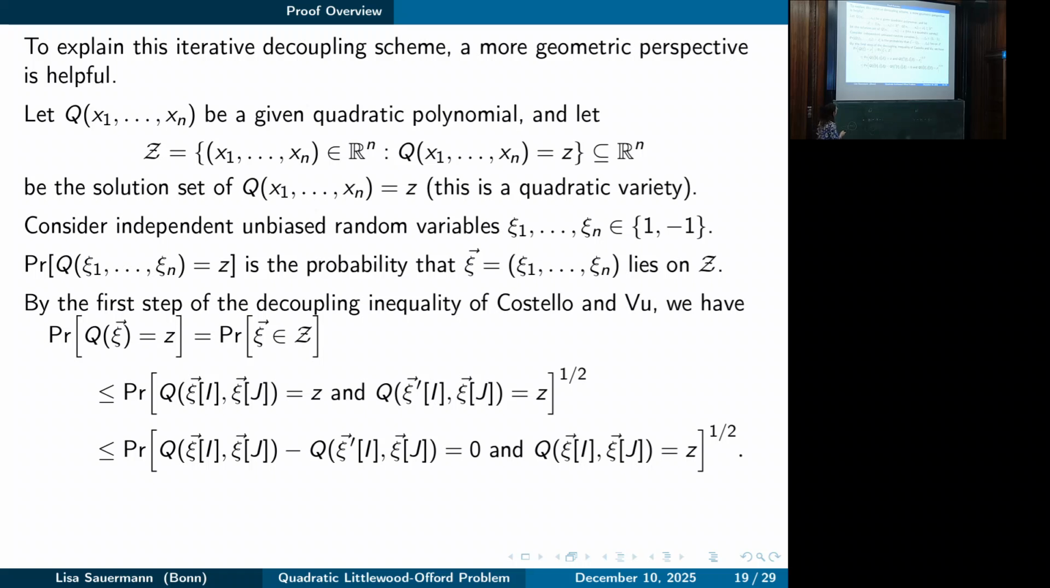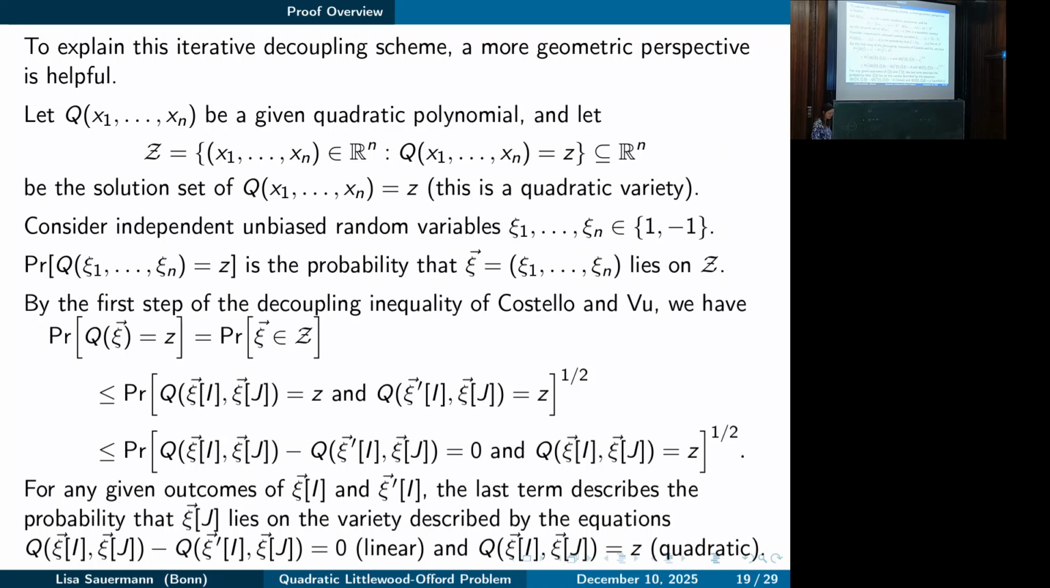The problem is, of course, that now we still have a quadratic equation here, so we can't just apply the Littlewood-Offord theorem and be done anymore, right? There was a reason why Costello and Vu chose to forget this, namely that they can afterwards apply the Littlewood-Offord theorem. But we want to remember this, and now keep going with our decoupling scheme.